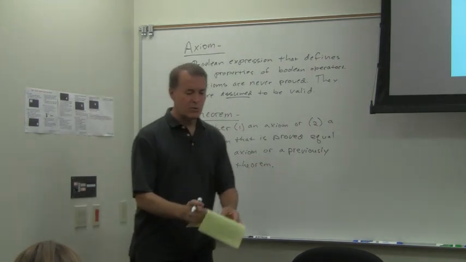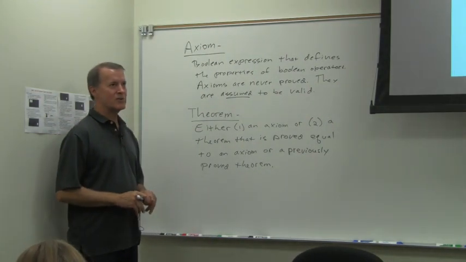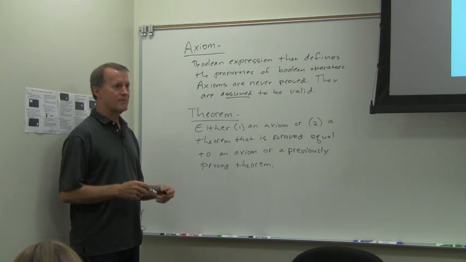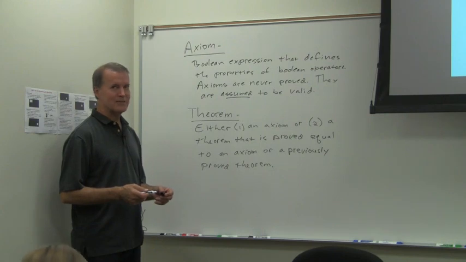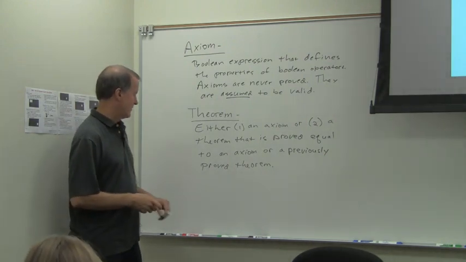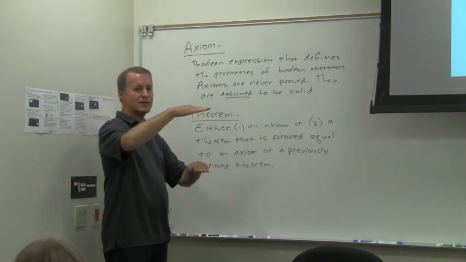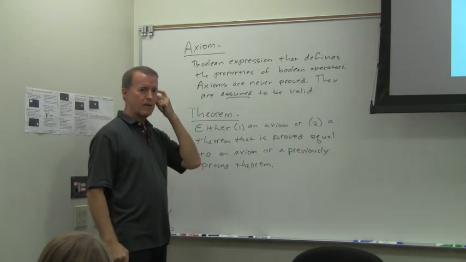Okay? So what we're saying is, now which is it? Is it all axioms are theorems, or is it all theorems are axioms? All axioms are theorems, but not all theorems are axioms. Because some theorems are proved from previously proved theorems or axioms.